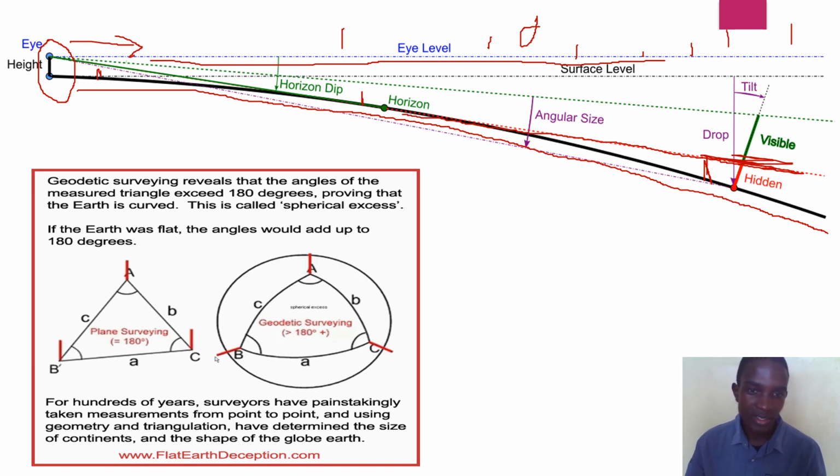Geodetic survey reveals that the angles of the measured triangle exceed 180, as this tries to show. This simply means that the surface is curved. If the earth was flat, the angles would add up to 180 degrees, which is a representation of this triangle.